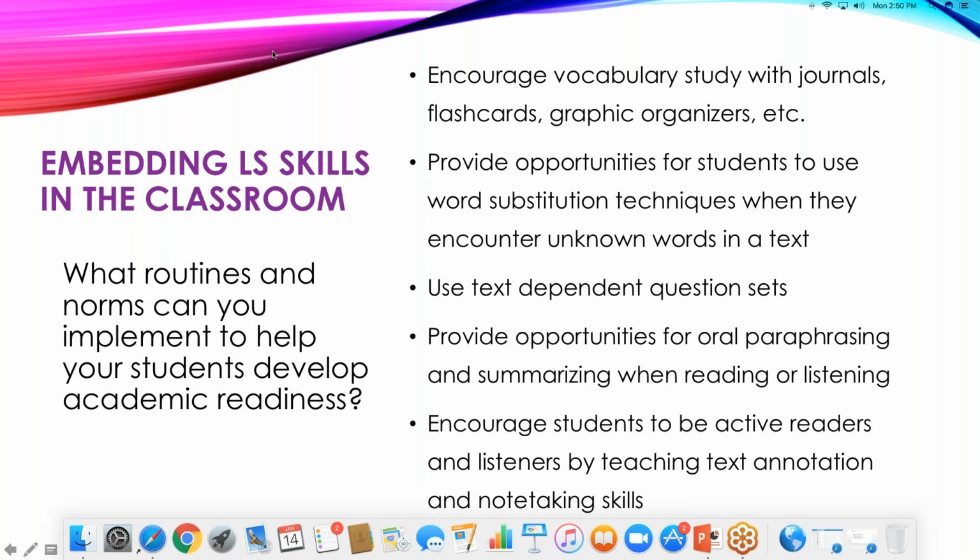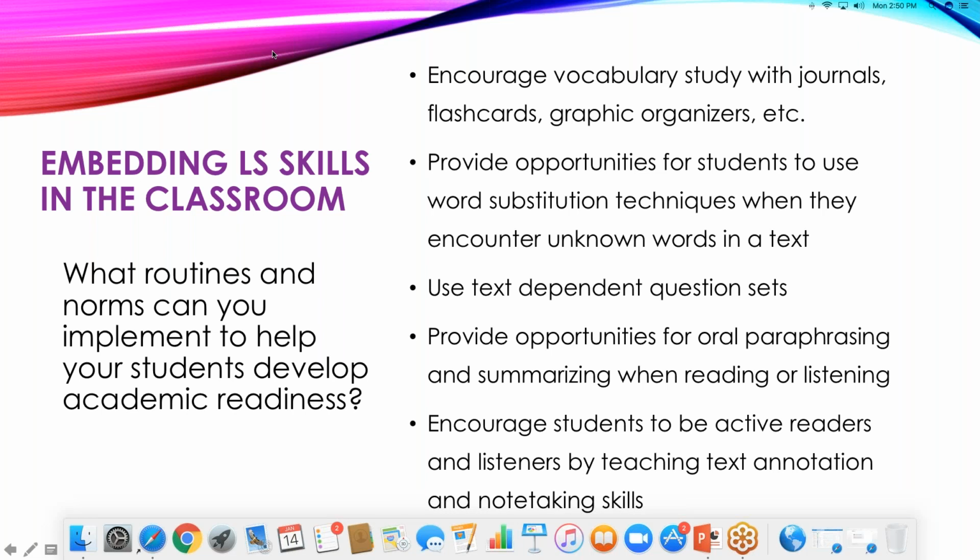Provide opportunities for students to use word substitution techniques when they encounter unknown words in a text. So instead of just automatically pulling out those dictionaries or phones to translate, maybe not every time, providing regular practice with making students try to think about using the context clues to find a synonym that would fit into that story. And that's a word substitution technique that helps them to move past an unknown word.